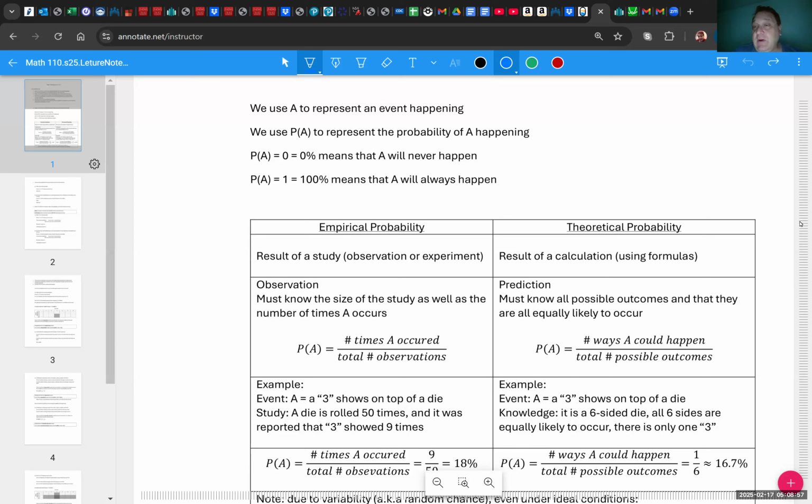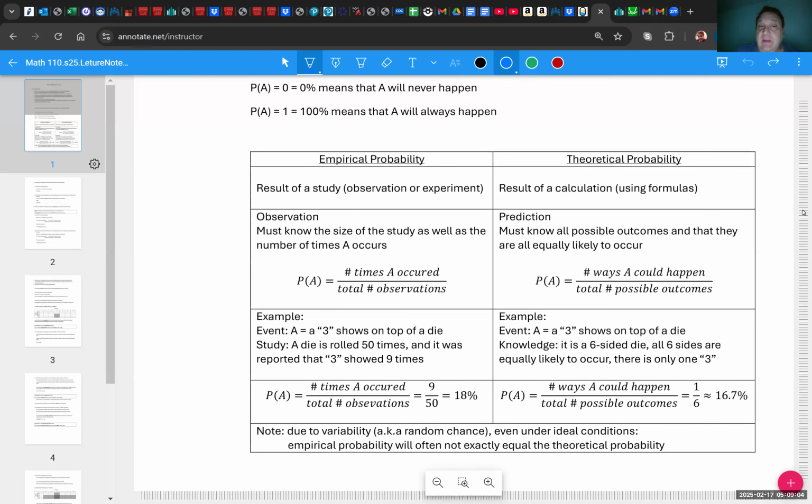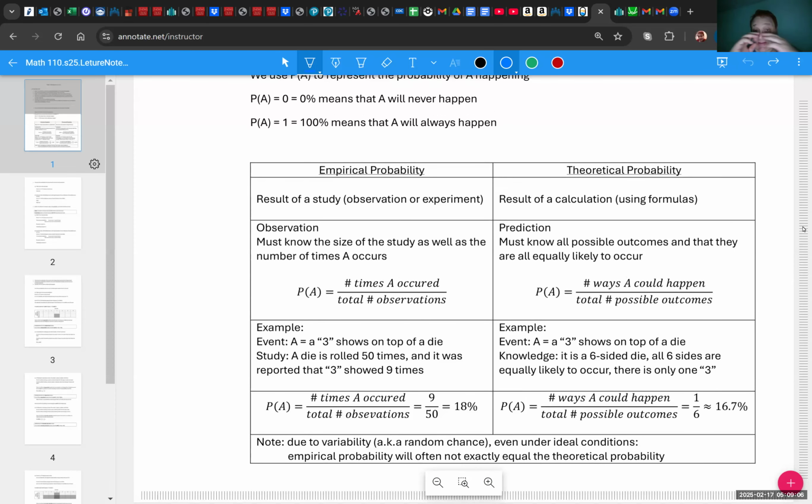Okay, so what is the difference between empirical probability and theoretical probability? Empirical probability is based on a study, and there are two types of studies from our previous sections of the book, observation and experiment. Experiment is when you give a treatment to some of the subjects. In observation, you just view, you don't give any treatments. But whichever kind of study you use, you observe things and you can calculate empirical probability.